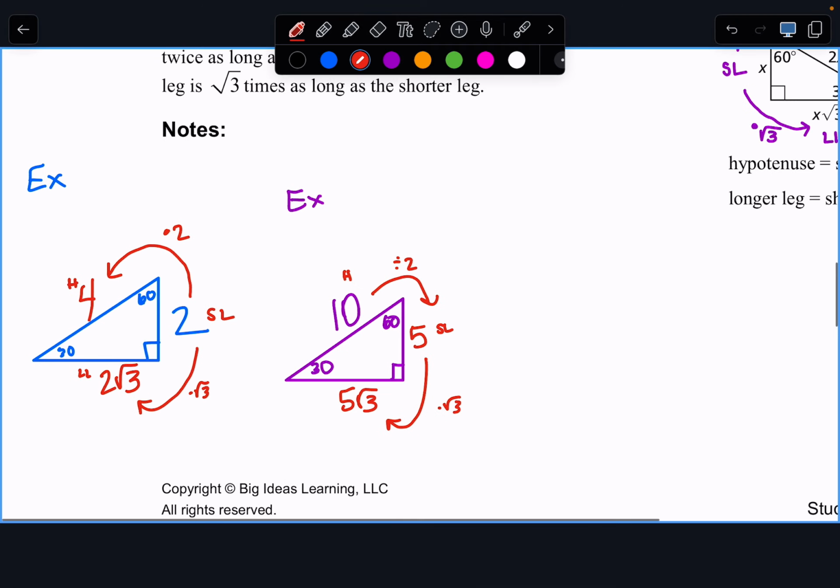It's a good sign, isn't it? All right. Now, one more draw-in example here. What did I provide for you? I gave you the long leg. What do we have to go to first? We've got to go to the short leg.